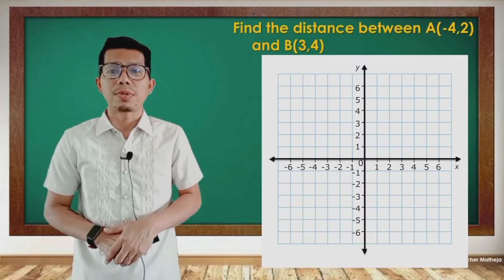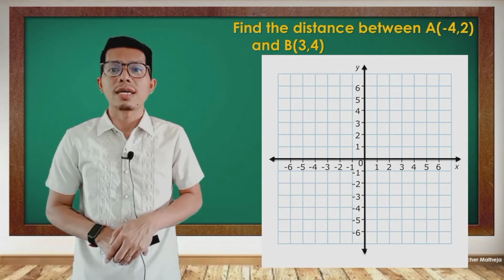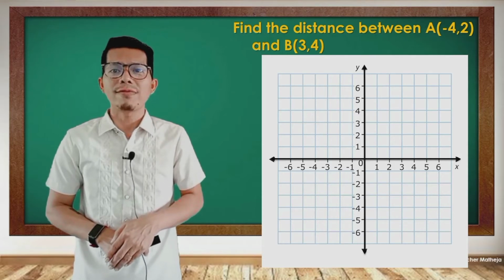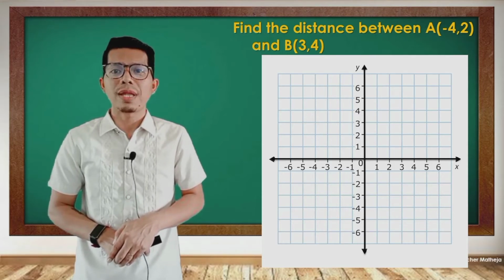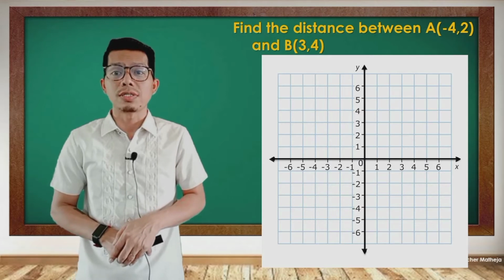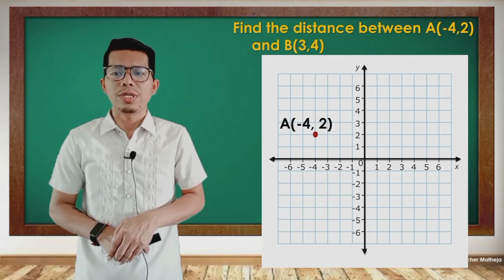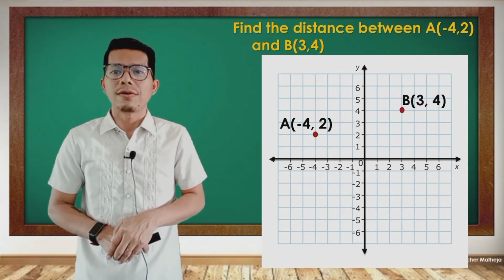Let us have an example. Let's find the distance between point A with the coordinates (-4, 2) and point B with the coordinates (3, 4). In finding the distance between these 2 points, you have the option whether you are going to plot it first on the coordinate plane or solve directly using the distance formula. So in my case, I am going to plot it first on the coordinate plane. We have point A with the coordinates (-4, 2) and point B with the coordinates (3, 4).